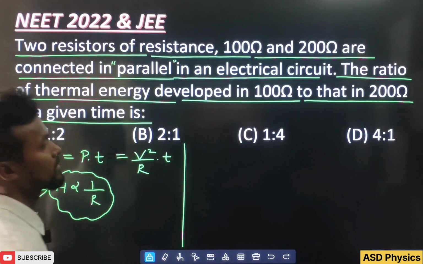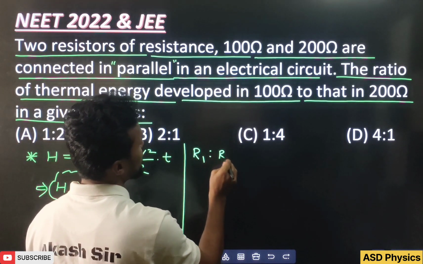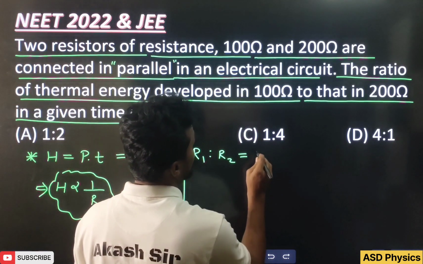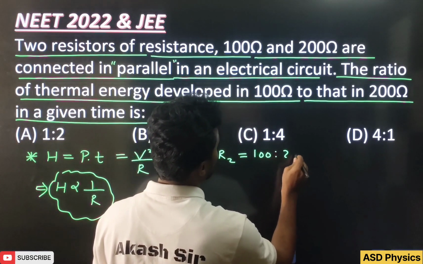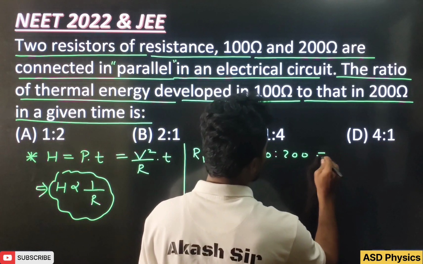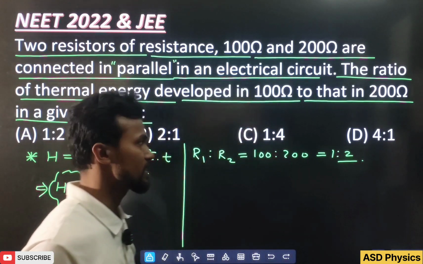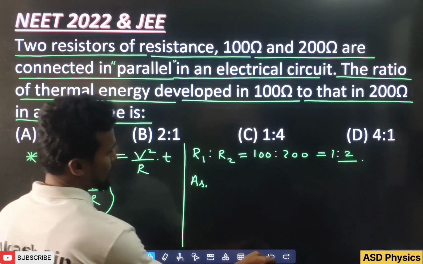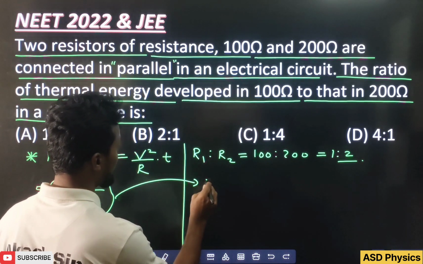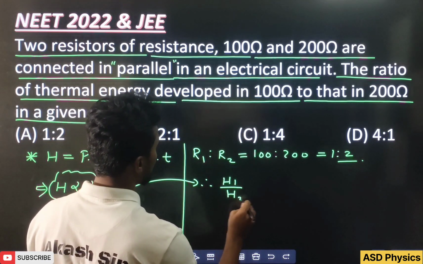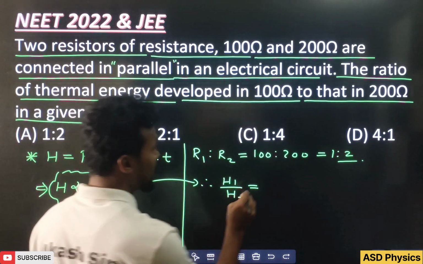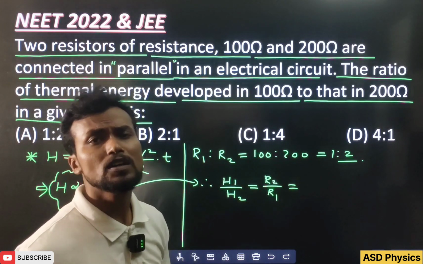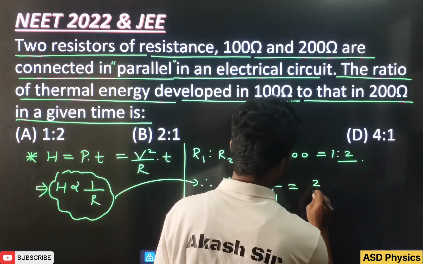After that, if we talk about the ratio, R1 is to R2. Let's take this is R1, this is R2. How much is it given here? 100 by 200, or we can write 100 is to 200. You can write 100 by 200 also, and it will become 1 is to 2. Now, this is the given data. Now, as you know, H is proportional to 1 by R, that means we can write H1 by H2 is equal to R2 by R1. You know very well R1 by R2 means 1 by 2, that means R2 by R1 is 2 by 1.